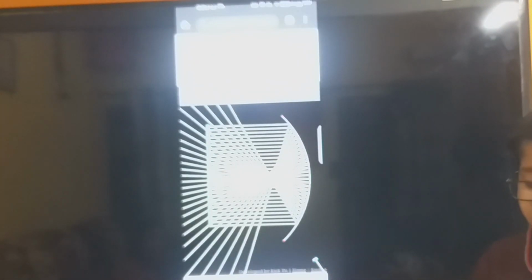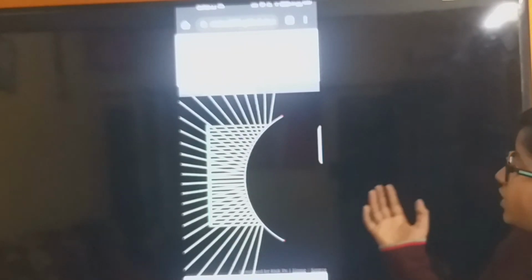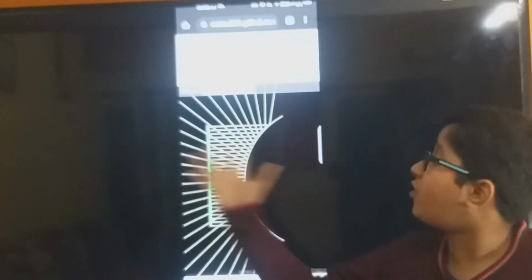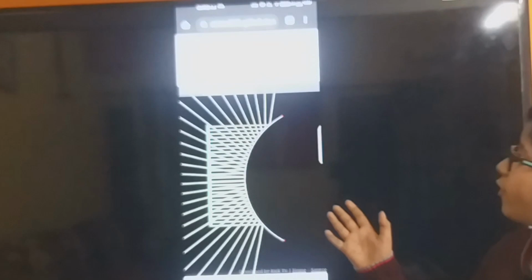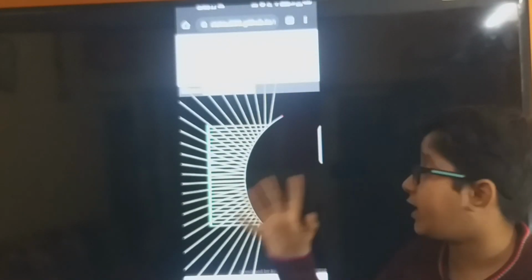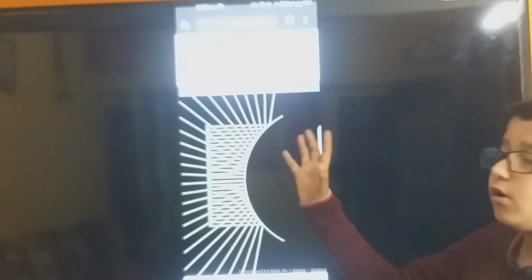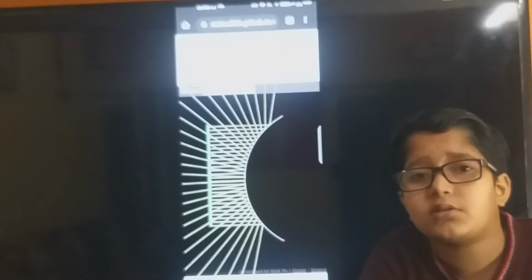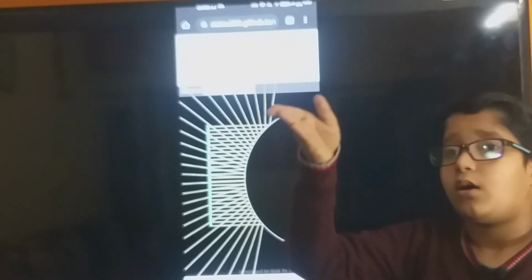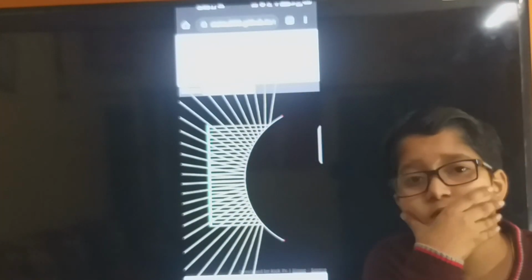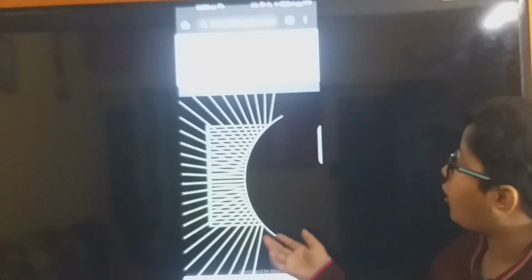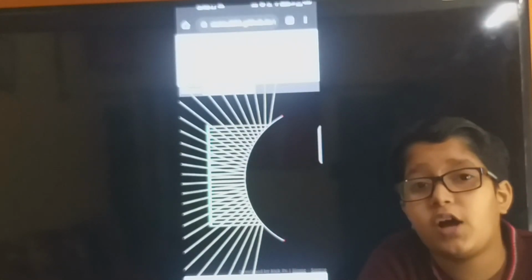Now let's see what happens when we throw a beam of light on a convex mirror. Oh, now you see that all these rays diverge out. That's why a convex mirror is also known as a diverging mirror, which diverts all the light outwards. If all the rays are going outwards, how will you find the focus? Because the focus is where the rays join together. But we have learned about the focus of a convex mirror. What should we do now?